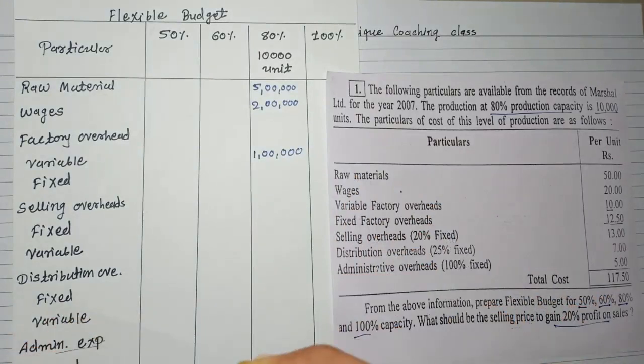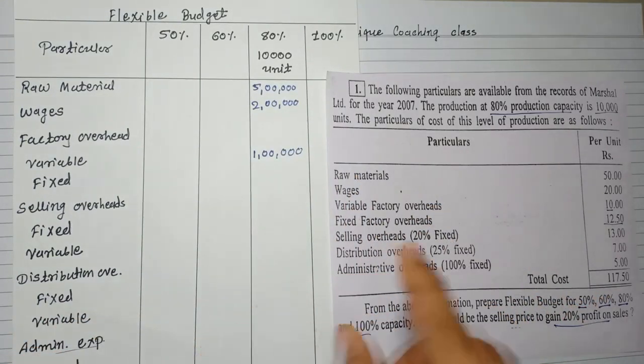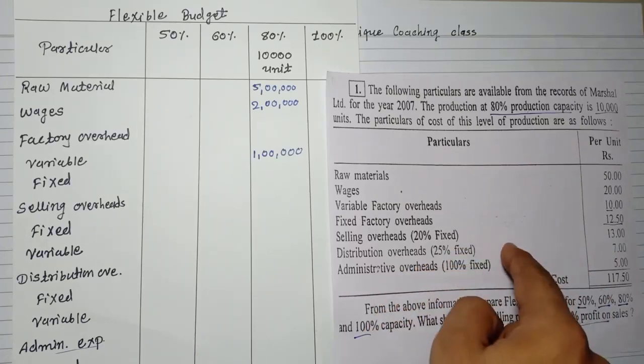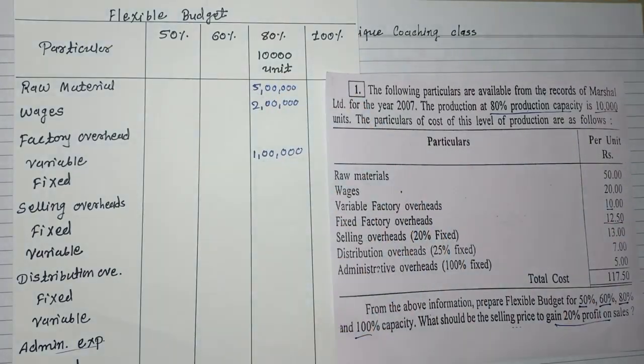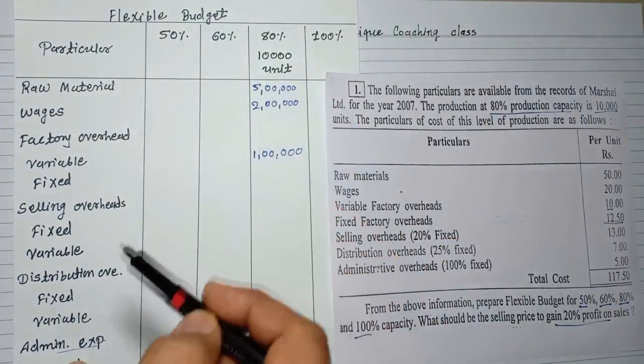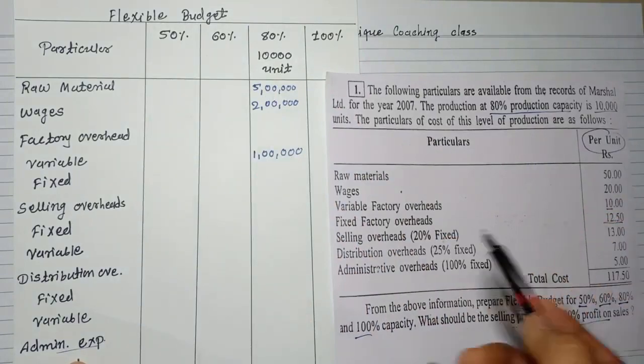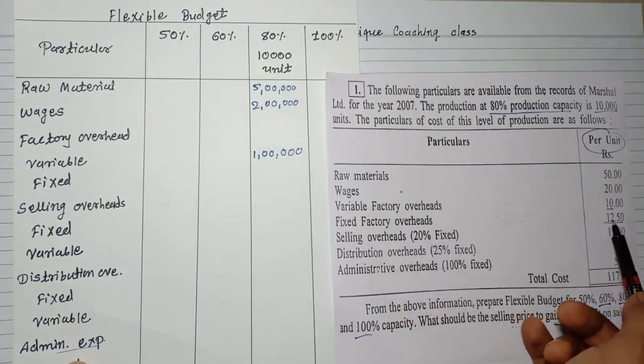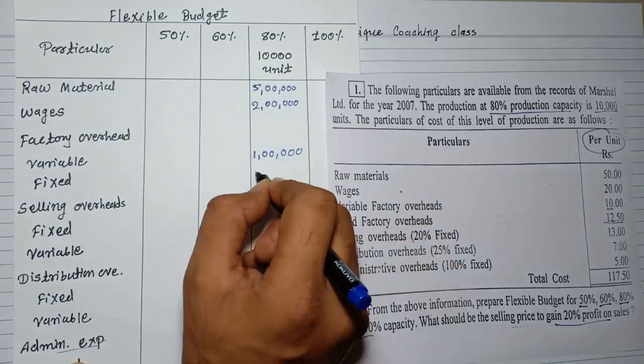Remember, we are going to prepare the level whose information is given. Whatever information is given, we just have to write it down as a total amount. So here variable 10 was given, so 10,000 into 10 is 1 lakh, because all amounts are given per unit. Fixed factory overhead is 12.5, so 12.5 into 10,000 it will be 125,000.